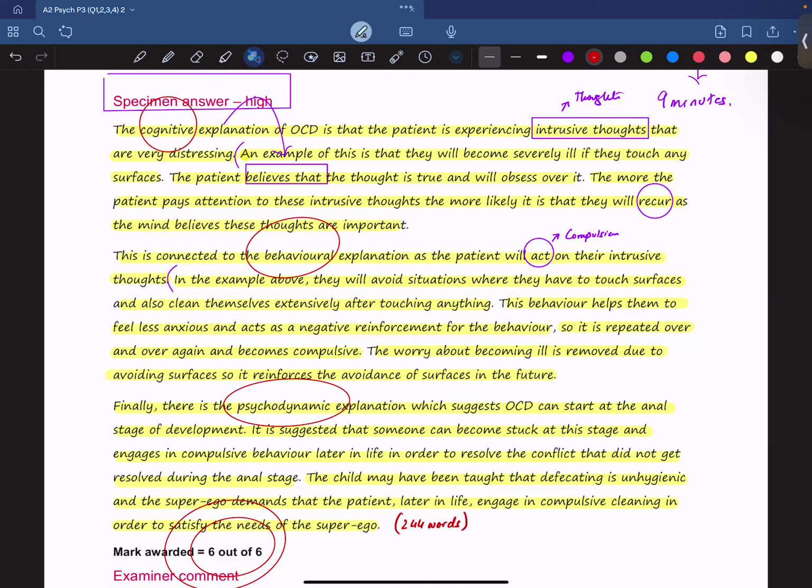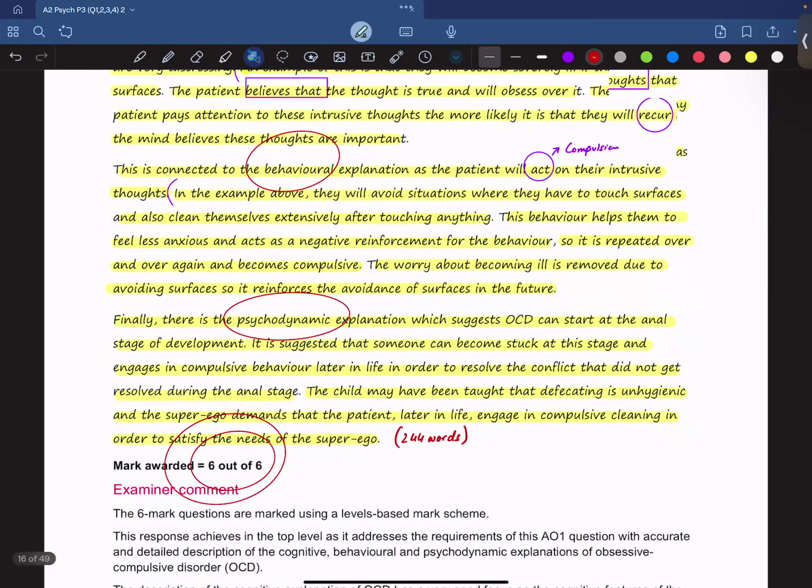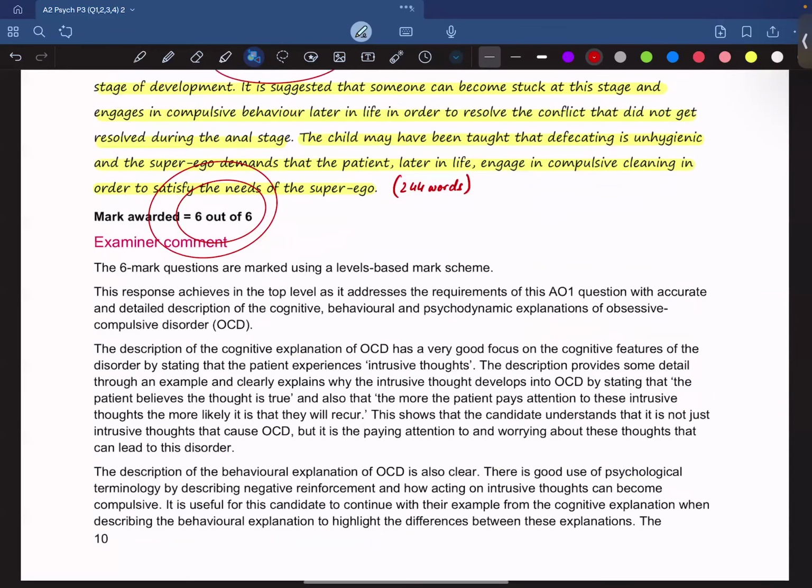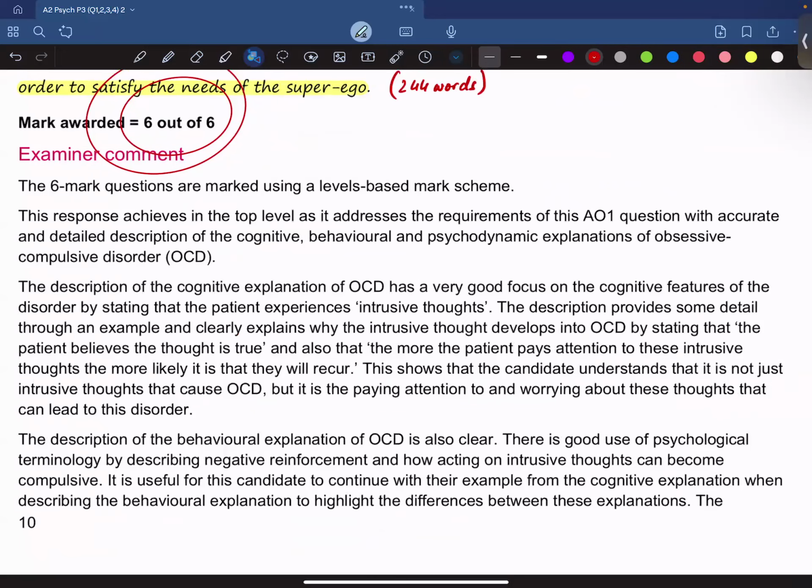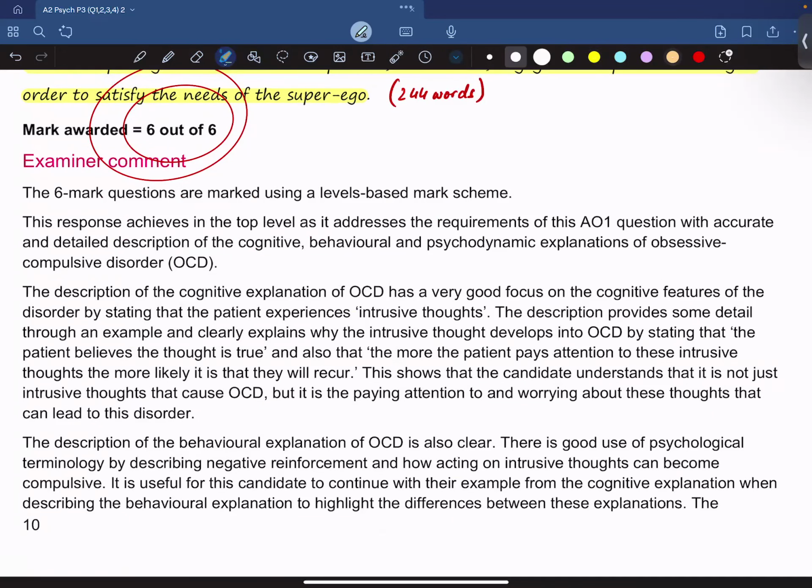Now, 244 words is what the examiner has provided, where the examiner has awarded this question full marks, a level 3 mark, that is 6 out of 6 marks. Having a quick look at the examiner comments to this, the 6-mark questions are marked using a level-based marking scheme. We've just spoken about that a little while ago. Number 2, this response achieves in the top level as it addresses the requirements of the AO1 question with accurate and detailed description of the cognitive, behavioral, and psychodynamic explanations of obsessive compulsive disorder.